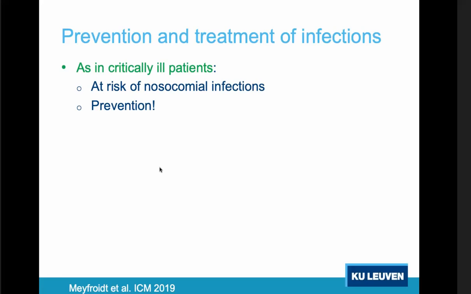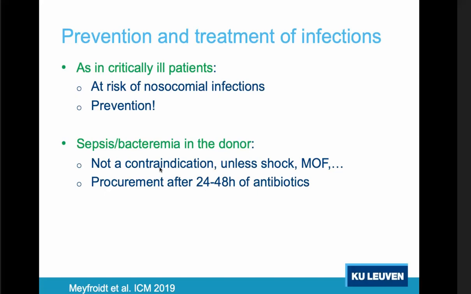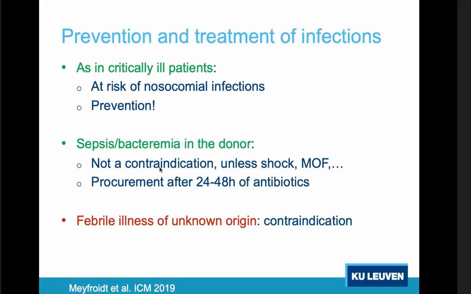But important to realize also is that sepsis and bacteremia in the donor is not a formal contraindication for donation, evidently, unless the patient develops uncontrollable shock or multiple organ failure, of course, then there can be no organ procurement. But when the patient would have a sepsis or a bacteremia, it seems prudent to wait at least 1 to 2 days after appropriate antibiotic treatment before proceeding with organ procurement. On the other hand, a febrile illness of unknown origin is a contraindication for donation.